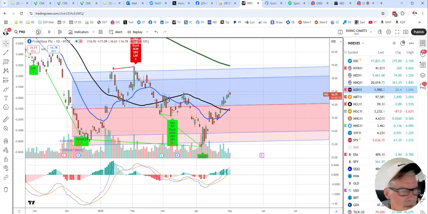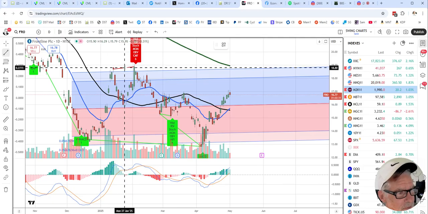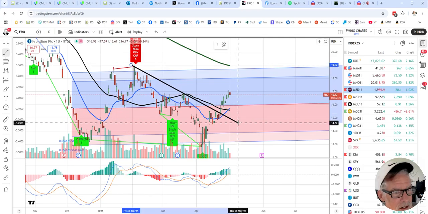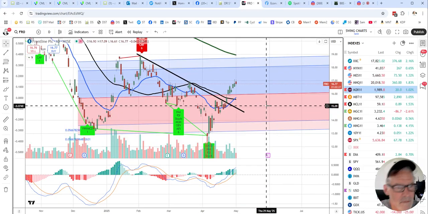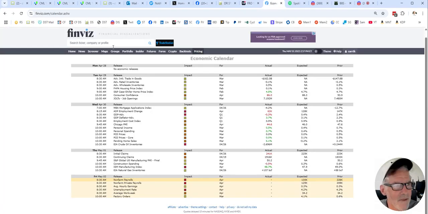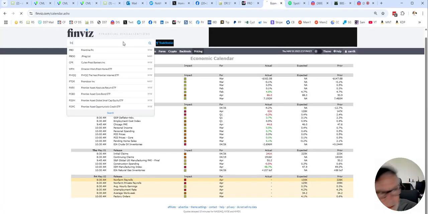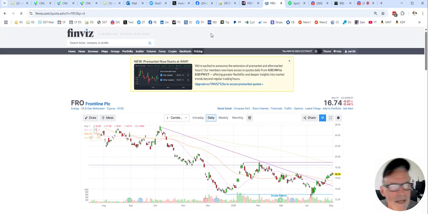FRO, I have not seen this one. This is an oil and gas play, if I am correct. All right, so let me just check because I don't want to give you the wrong information. What is the space here? FRO. Yeah, oil and gas. Okay.